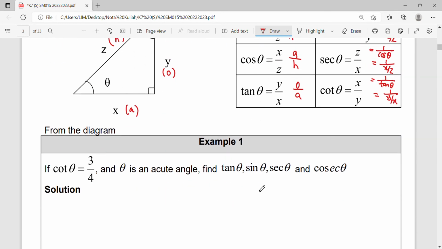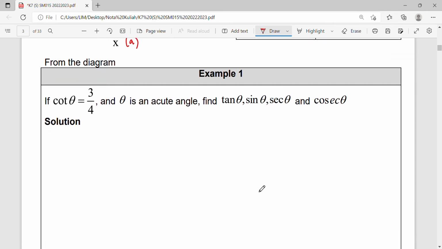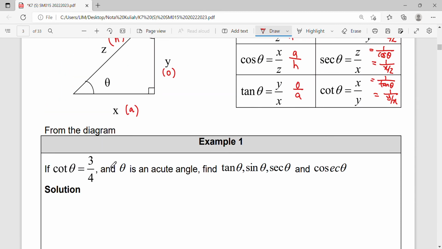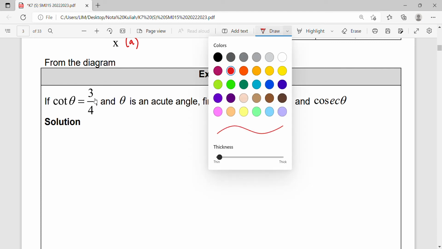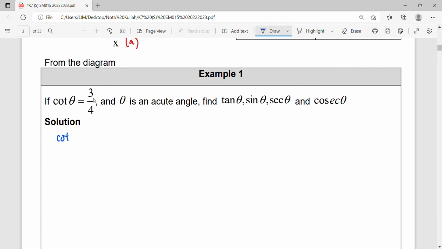Okay, then from the diagram, example 1 says cotangent is 3 over 4. Cotangent is derived from tangent, right? We simplify first. What does this mean? If cotangent is 3 over 4, it means that 1 over tangent is 3 over 4. We simplify our cotangent by substituting back 1 over tangent. So what is your definition for tangent? It is 4 over 3.